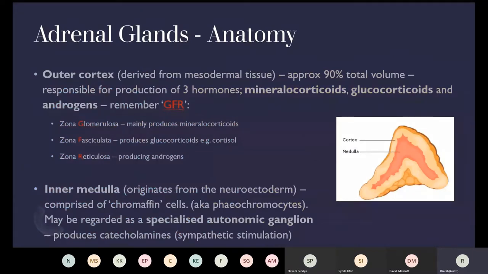In terms of the anatomy, there's two bits to the adrenal glands. There's the outer cortex, which embryologically is derived from the mesoderm, and the cortex accounts for about 90% of the total volume of the adrenal glands. And I'll go into this in a bit more detail later.